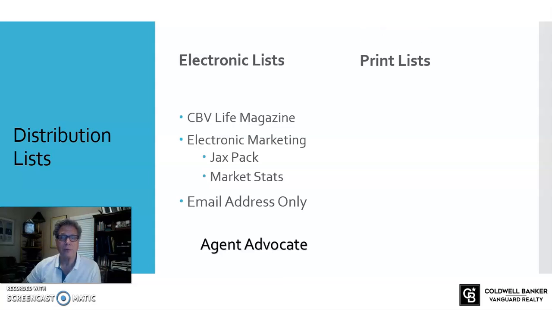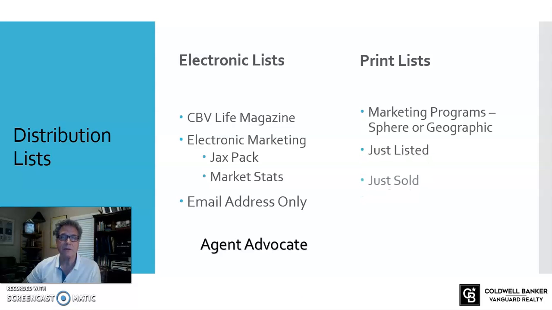For all of your print campaigns or your print lists, we're using distribution lists that we have access to through CBV Connect U that you create. These lists would be for any of your marketing programs that are sphere-oriented or geographic-oriented. Maybe you're doing just listed cards, just sold cards, or the I Brought the Buyer campaign. These lists are a little more extensive because we're doing a mailing.